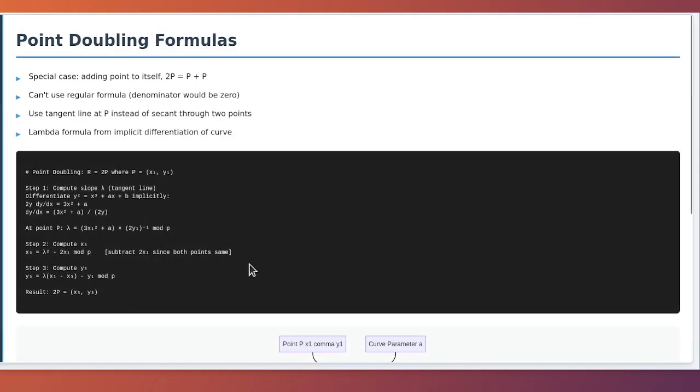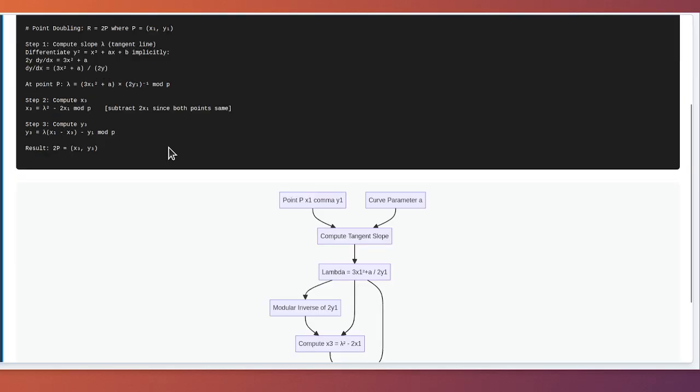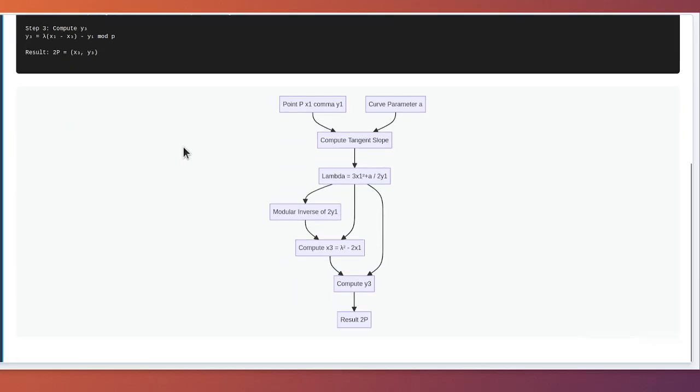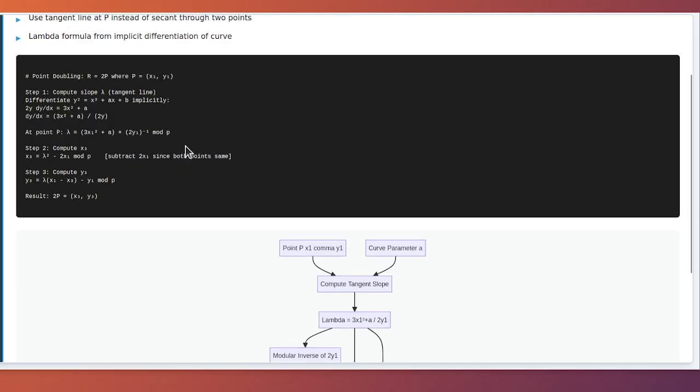Point doubling formulas. Point doubling is a special case of point addition where we add a point to itself. 2P equals P plus P. We can't use the regular addition formulas because when P equals Q, the denominator x2 minus x1 becomes 0, which has no modular inverse. Instead, we use formulas based on the tangent line to the curve at point P.